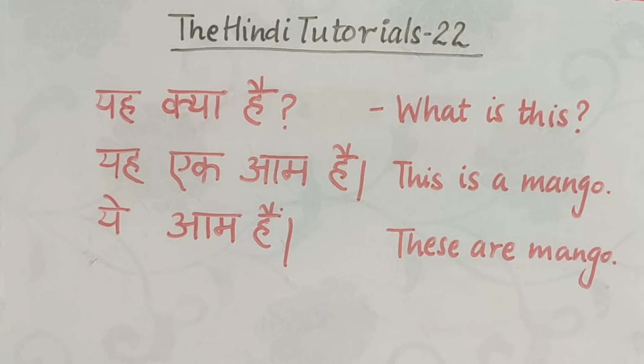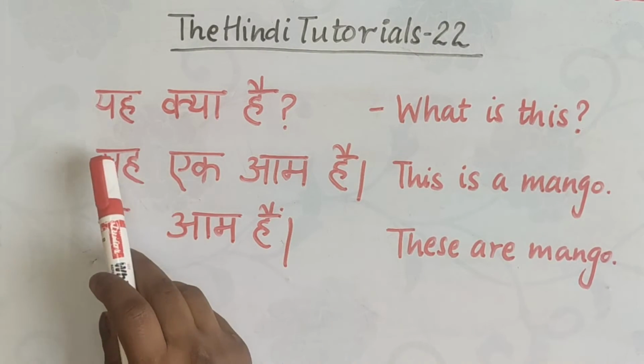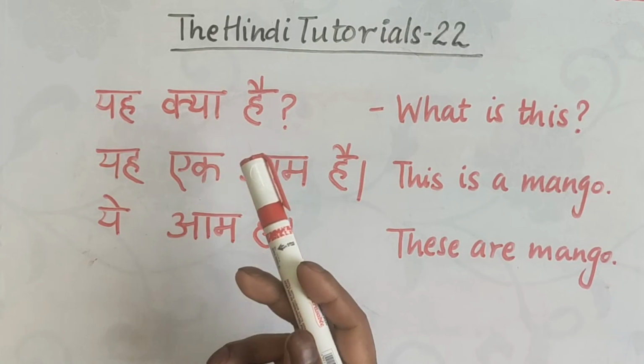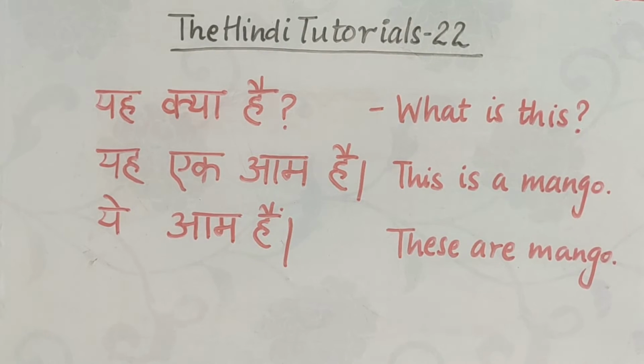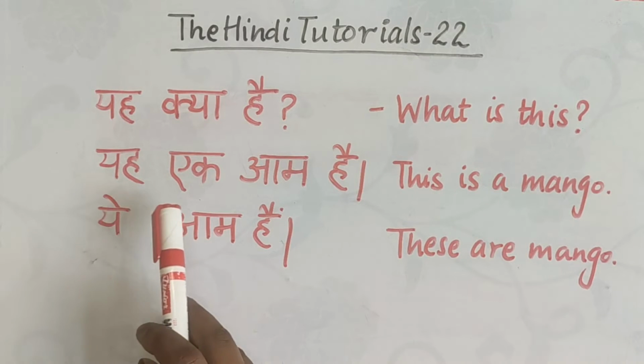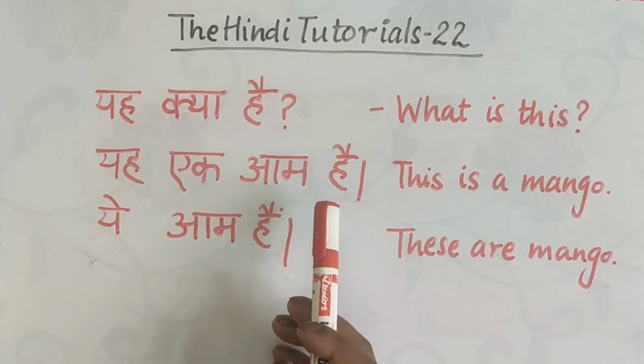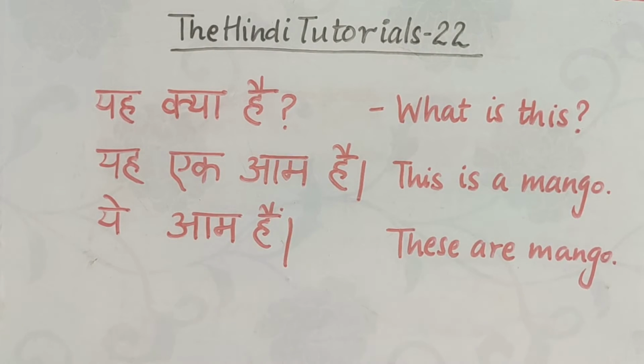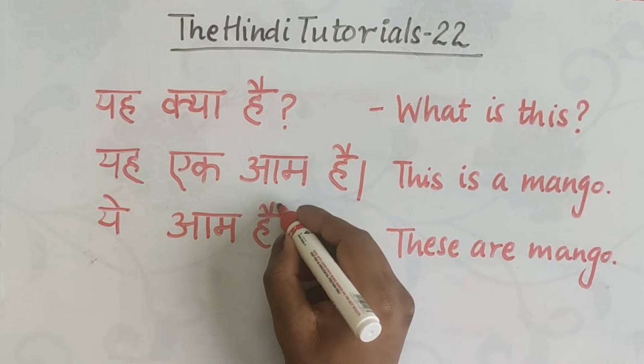Now, since we have already learned how to write hai in the previous lesson, we can write simple phrases now. The first one says ye kya hai. Ye kya hai? What is this? ये एक आम है. This is a mango.